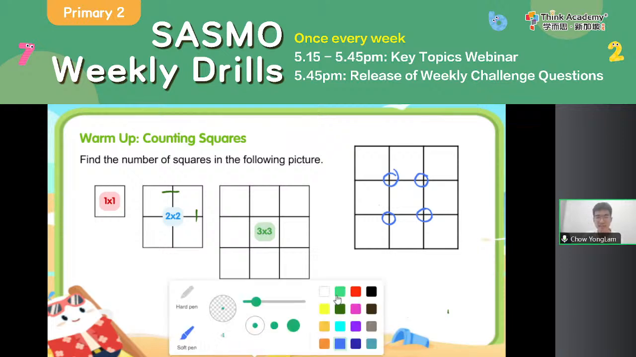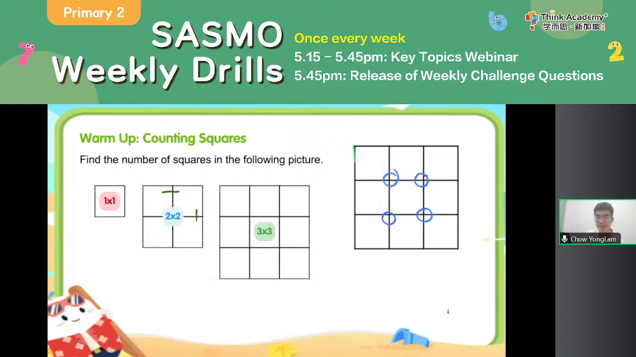I mean, it's right there, right? There's a big 3 by 3 square. Okay, so oopsies, 3 by 3 square over here. That is one big 3 by 3 square. So in total, how many squares are there? There are 9 1 by 1 squares, 4 2 by 2 squares.